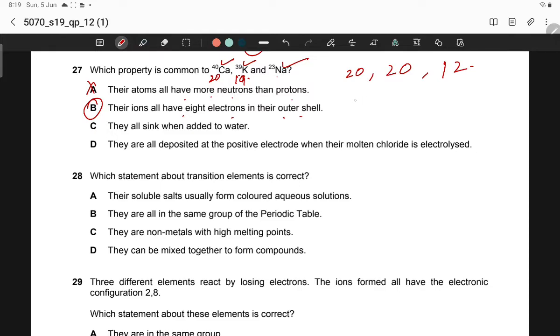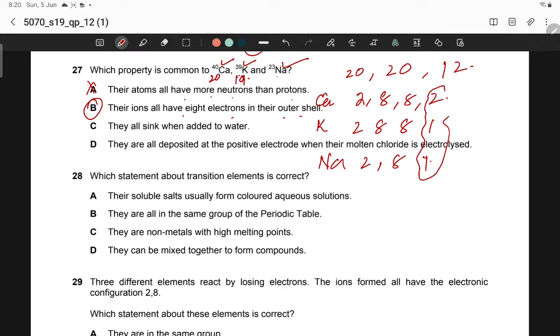Calcium, after losing 2 electrons, is 2, 8, 8. This is calcium, this is potassium, 2, 8, 8, 1. And this is sodium, 2, 8, 1. So after losing valence shell electrons, it has 8 electrons in the valence shell. So B is the correct option.